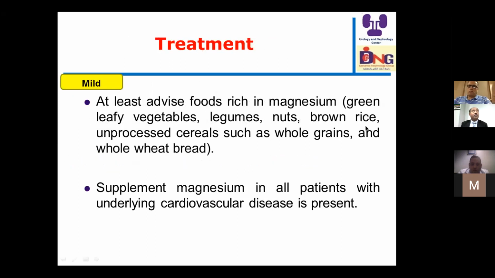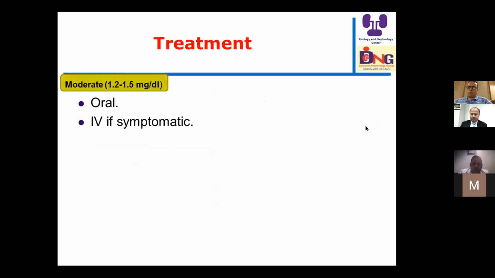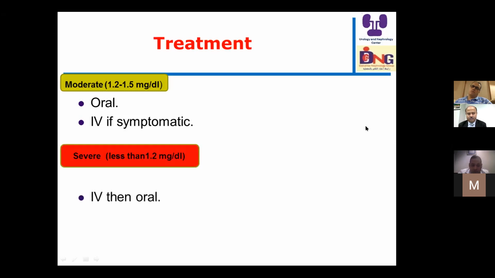How to treat hypomagnesemia post-transplantation? If it is mild and asymptomatic, we can only advise patients to have food rich in magnesium, like legumes, vegetables, and nuts. If the patient has underlying cardiovascular disease or a previous history of cardiac arrhythmias, even with mild hypomagnesemia, we should give a magnesium supplement. With moderate hypomagnesemia from 1.2 to 1.5 milligram per deciliter, we can start with IV magnesium sulfate if the patient is symptomatic, or oral magnesium if the patient is asymptomatic. If severe, less than 1.2, we can start with IV then oral.